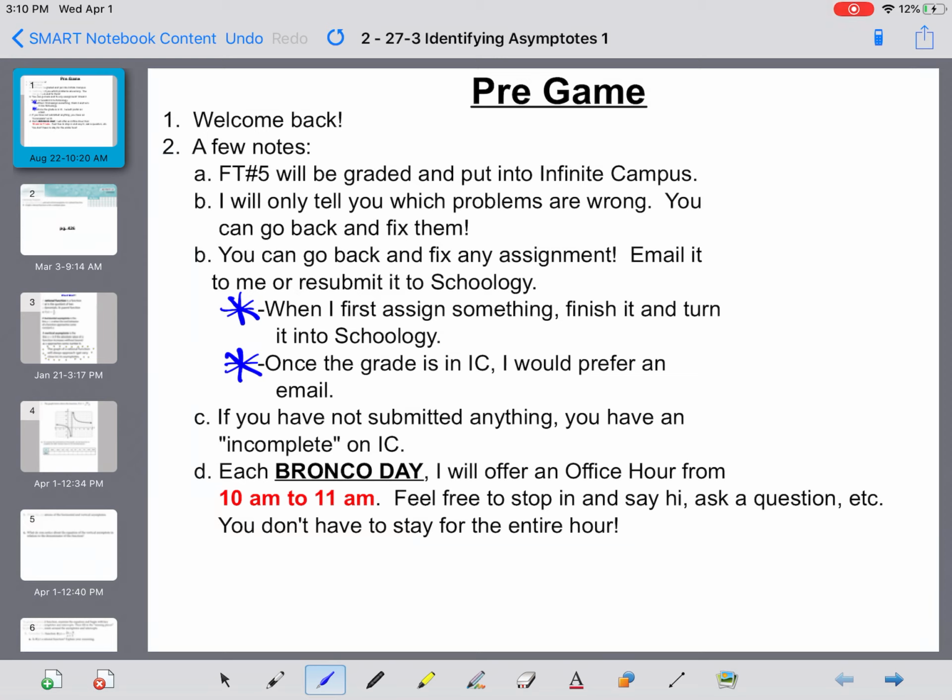You can't submit it. Something new down at the bottom, each Bronco day. So every day that we meet, I'm offering an office hour. It's going to be from 10 a.m. to 11 a.m. every Bronco day. It's going to be on Zoom. The directions are on the distance learning plan page, that document that I put on Schoology. Feel free to stop in and say hi, ask a question, just see how everything's going. I'll be there for an hour. You don't have to stay the whole time. You can pop in for a few minutes, ask your question, and then leave. And that's how it's going to work every Bronco day from 10 to 11 a.m.